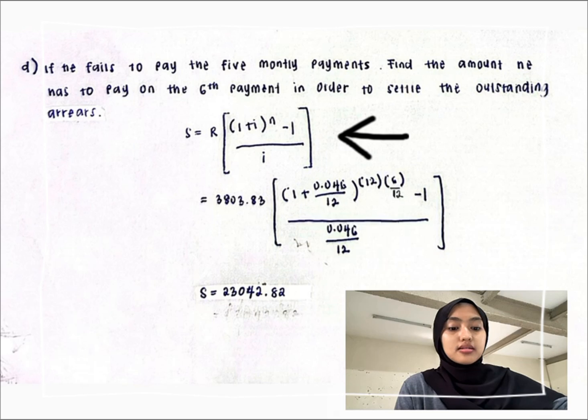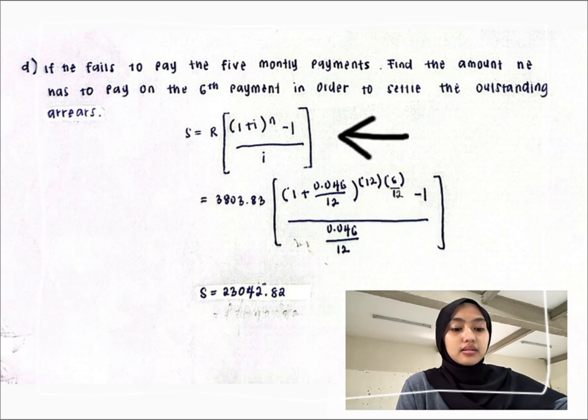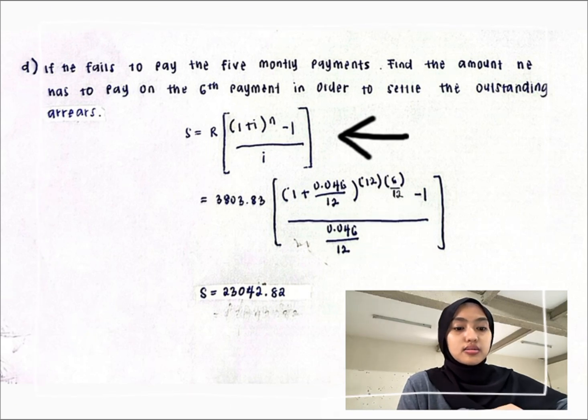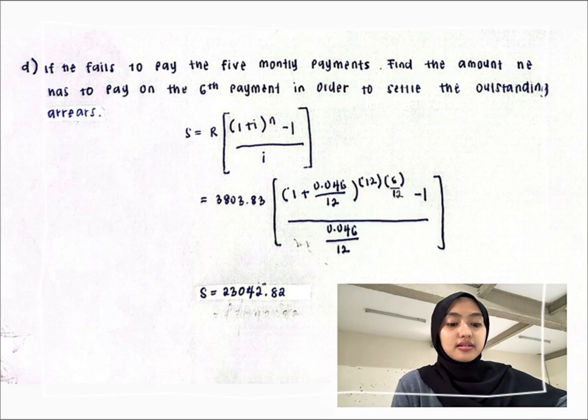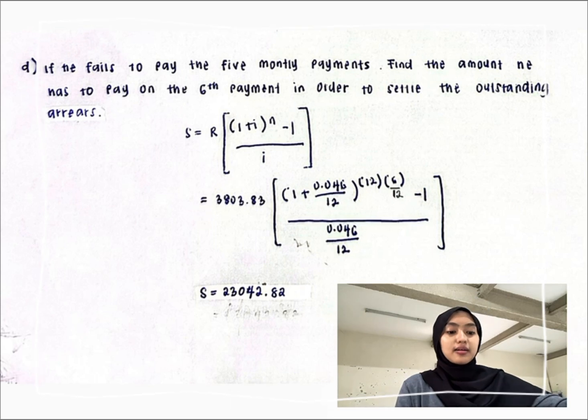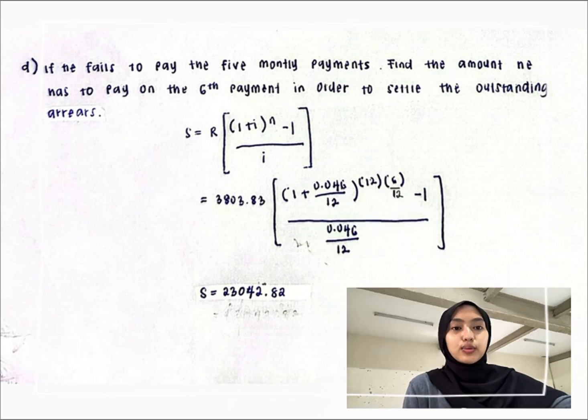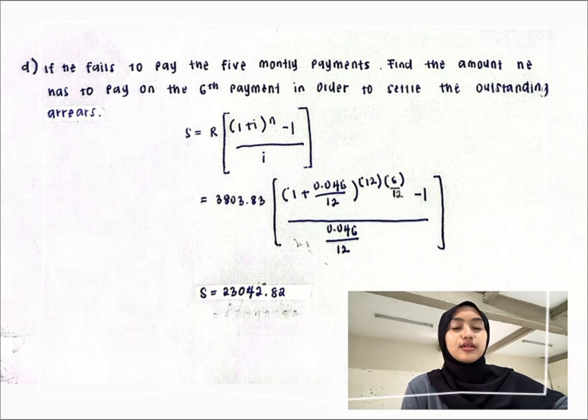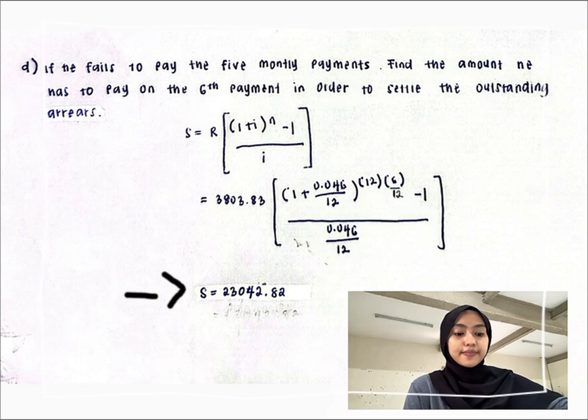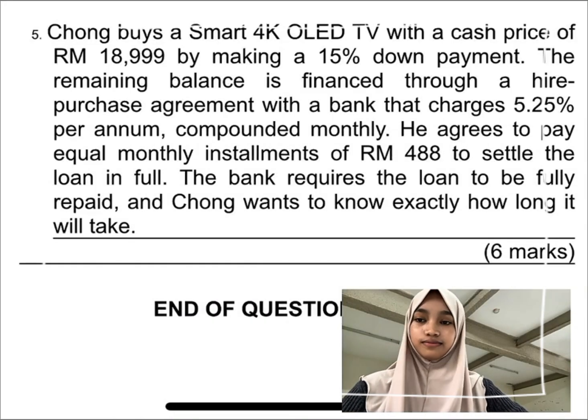This formula is S equals R[(1 plus i) to the power of n minus 1] per i. So as we know, R is 3,803.82, and we fill in all the information that we got earlier into the formula. After we calculate with the calculator, the final answer is 23,042 ringgit 82 cents. Thank you.